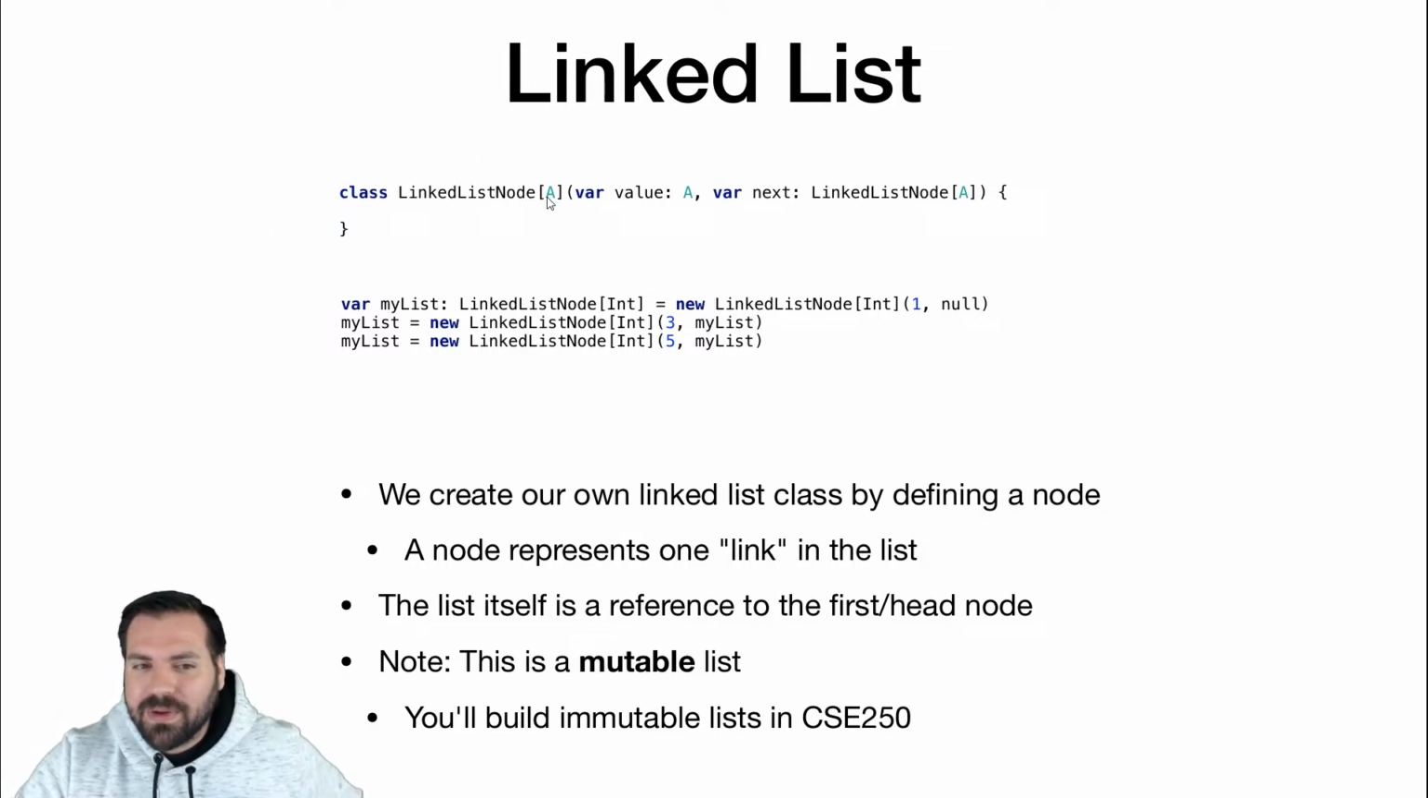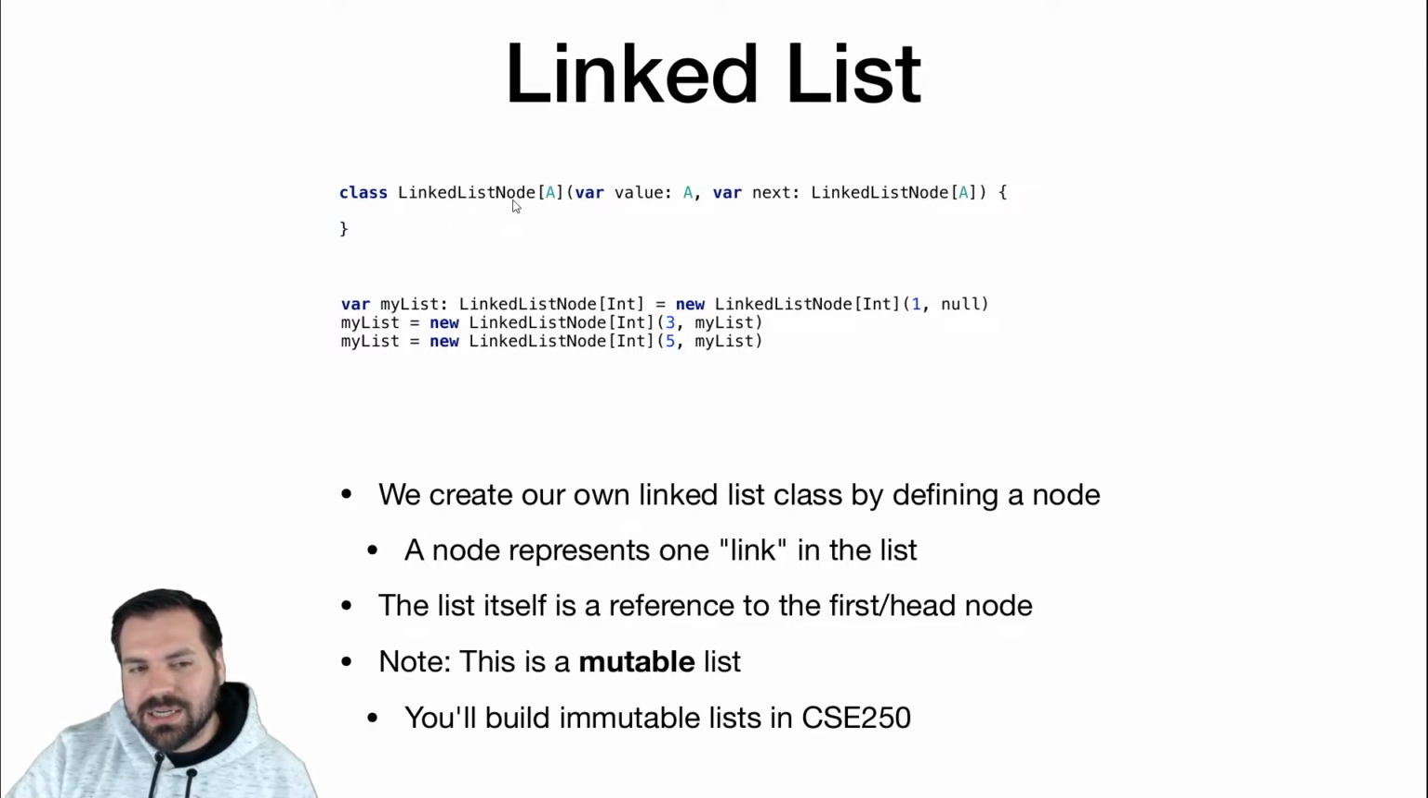Type parameter, a type parameter of A, that should be no big deal to you. You should be comfortable with type parameters at this point. So if we want a linked list of type A, what I'm going to do is use this class, and this is the entirety of my linked list class. This is what it is. We'll add some methods to it, but this is all we need to actually be able to work with a linked list.